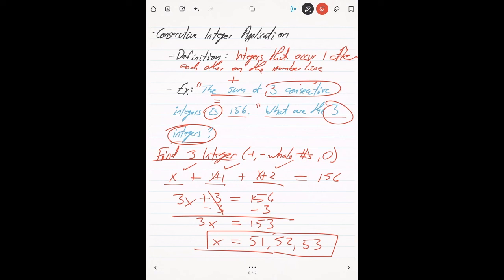X was 51. X plus 1 is 52, and x plus 2 is 53. We know what 3 things were added up to give us 156. And in fact, check that on your calculator. You'll see 51 plus 52 plus 53 does in fact give us 156. This is what we need to do when solving consecutive integers. The key is, how do you represent the different integers?